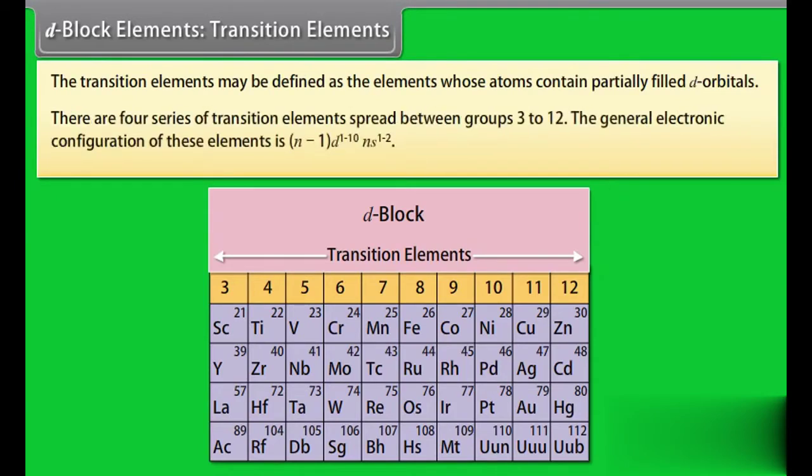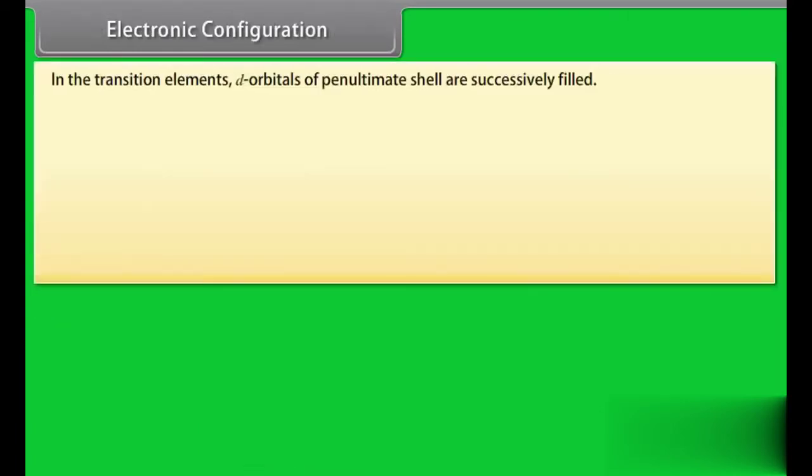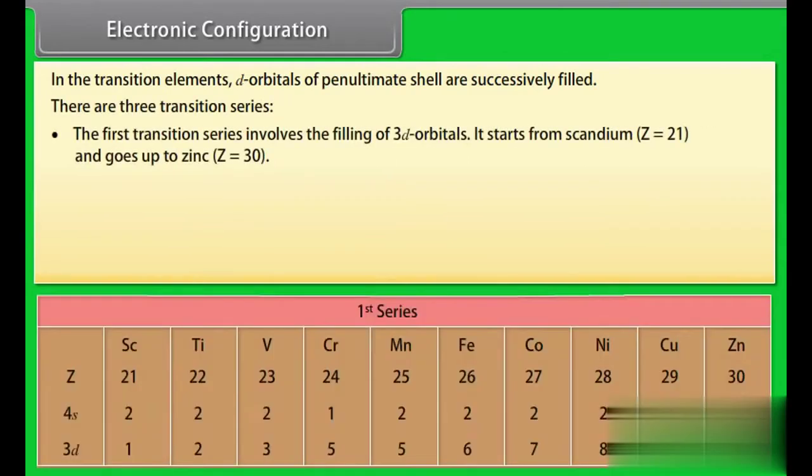There are 4 series of transition elements spread between groups 3 to 12. The general electronic configuration of these elements is (n-1)d1 to 10 ns1 to 2. Electronic configuration. In the transition elements, d orbitals of the penultimate shell are successively filled. There are 3 transition series. The first transition series involves the filling of 3d orbitals. It starts from scandium and goes up to zinc.